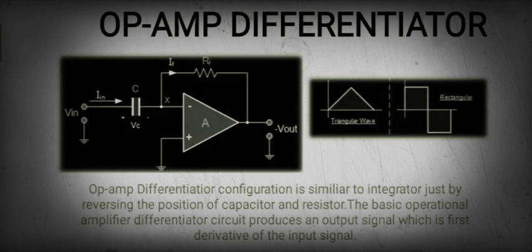Similarly, the op-amp differentiator. The op-amp differentiator configuration is also similar to the integrator, just by reversing the positions of the capacitor and resistor, as we can see in the figure. The basic operational amplifier differentiator circuit produces an output signal which is the derivative of its input signal. So suppose we want a rectangular wave, we will simply differentiate the triangular wave to get the rectangular wave.